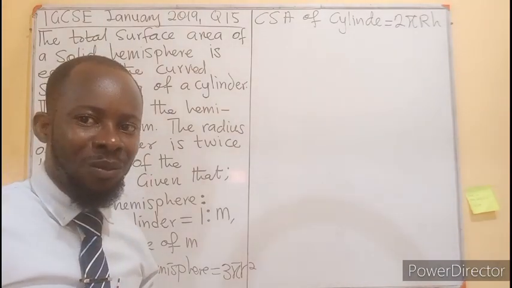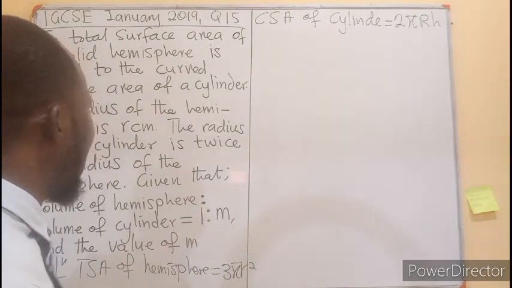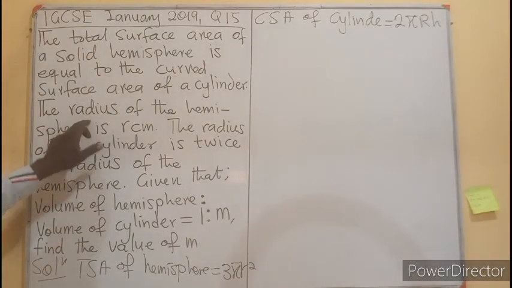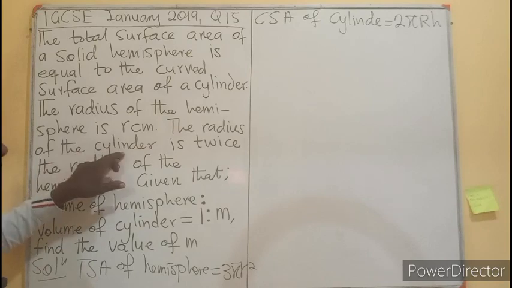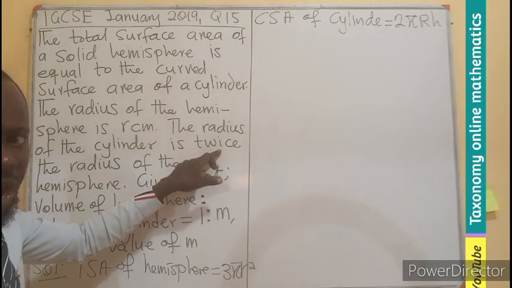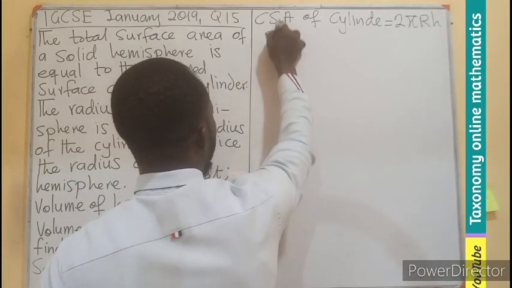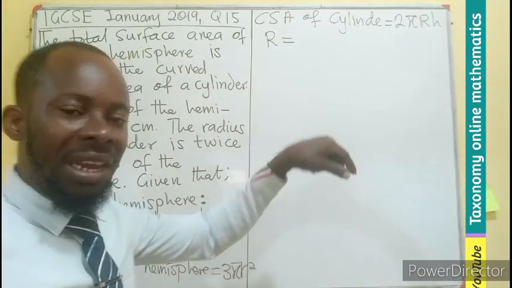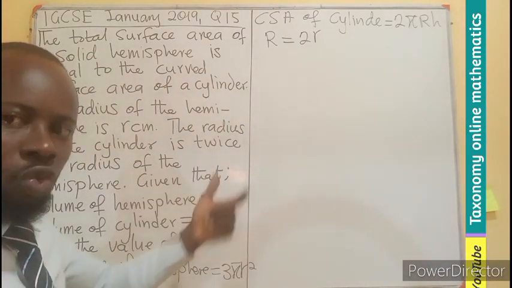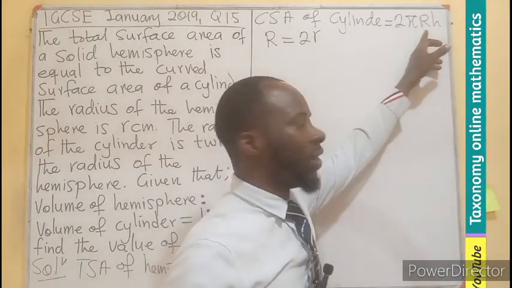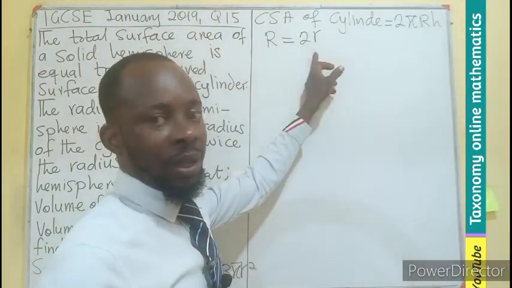I'm using the capital R because we are told the radius of the two shapes are not the same. Then we can pick it from there. The radius of the hemisphere is given as r, which is what we have indicated. Then the radius of the cylinder is twice. When I say twice, it means 2 times the radius of the hemisphere. So the R that we are taking as the radius of the cylinder is actually 2 times the radius of the hemisphere, meaning 2r. So I can replace the capital R with the small r in terms of multiplication.